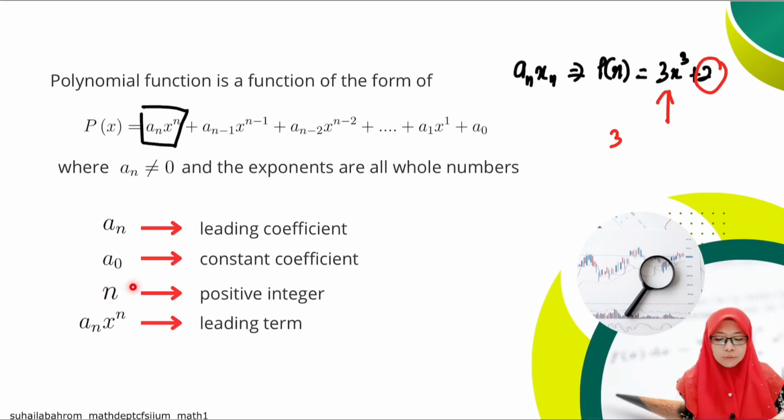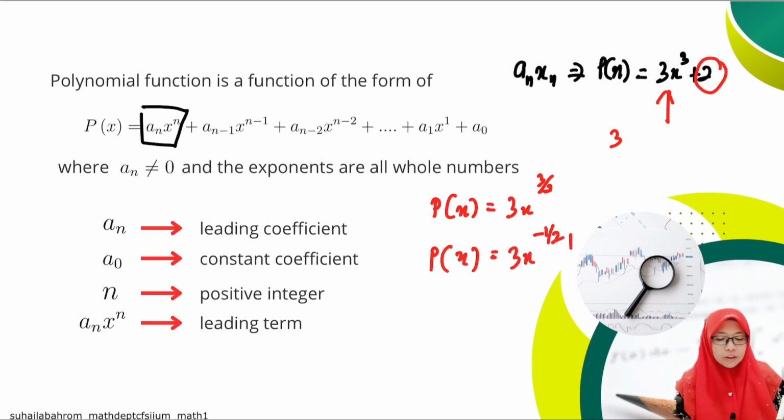And then n must be a positive integer. This is the most important thing that you have to take note of. Let's say I give you P(x) = 3x^(3/2). This is not a polynomial function, because for a polynomial function, n must be a positive integer. The next example: P(x) = 3x^(-1/2) + 2x^(-3/2). This is also not a polynomial function. Why? Because the power, or the value of n here, is not a positive integer.